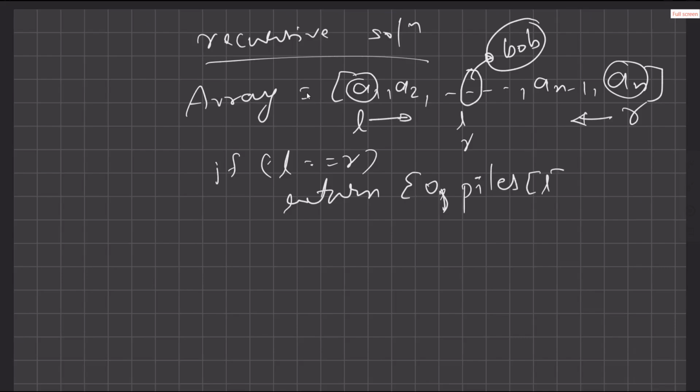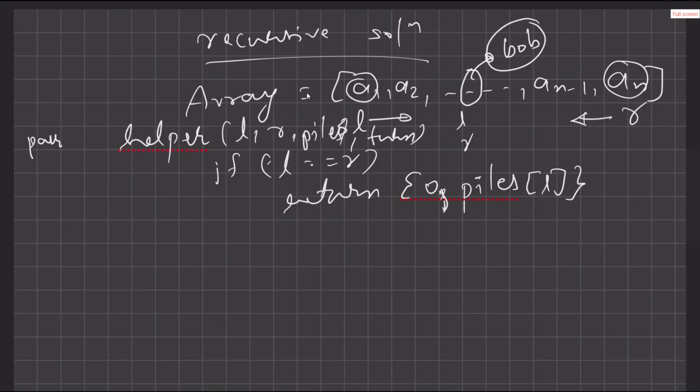Piles of left. Here the meaning is, we will have a helper function. The helper function will have both the indices left, right, and piles, and we will be sending the turn, basically if it is Alice's turn or Bob's turn. The return of this will be a pair of int comma int. So that's the reason we'll be returning a pair.